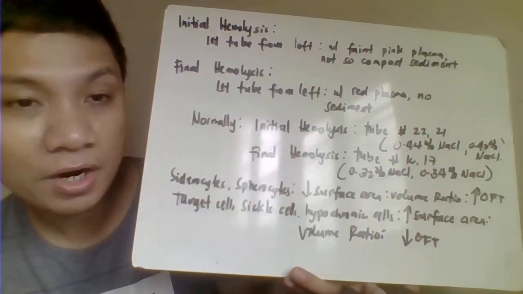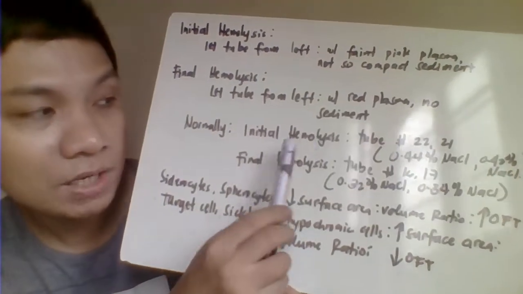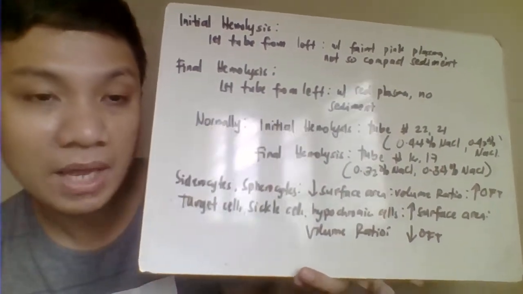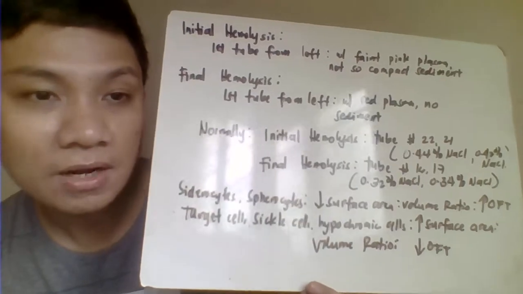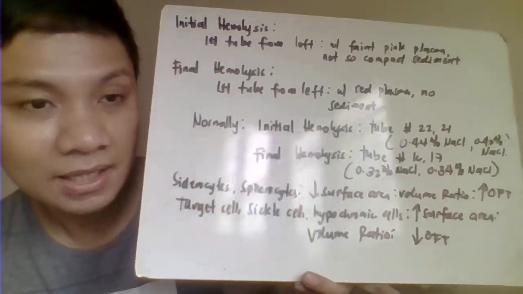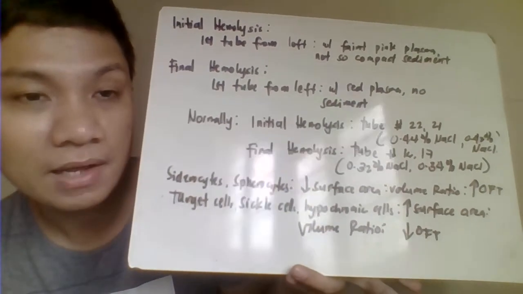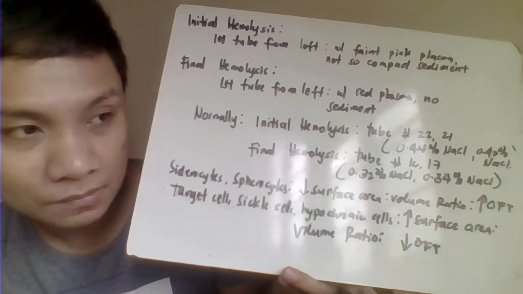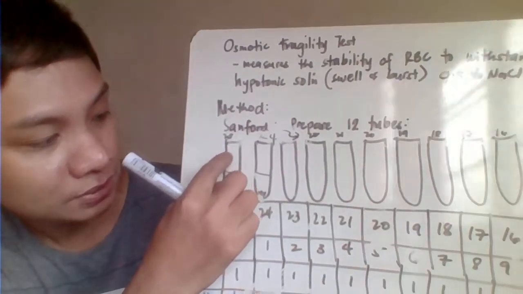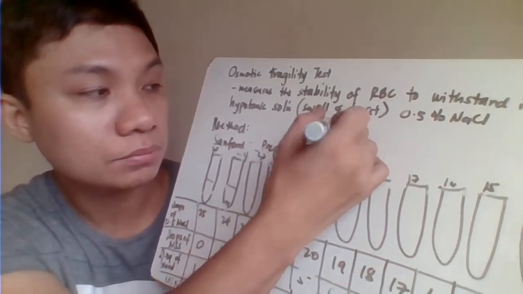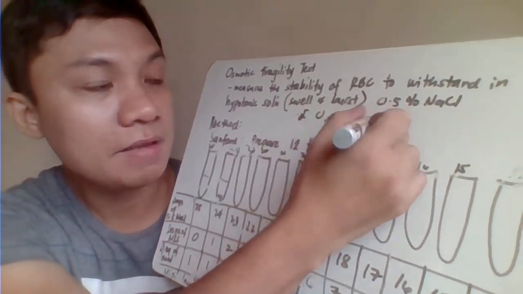Okay, then we have here the normal. Normally, our initial hemolysis falls between tube number 22 and tube number 21. To get the concentration of sodium chloride, equivalent to where it hemolyzed, multiply the tube number by 0.02. For example, tube number 25 multiplied by 0.02 gives you 0.5.